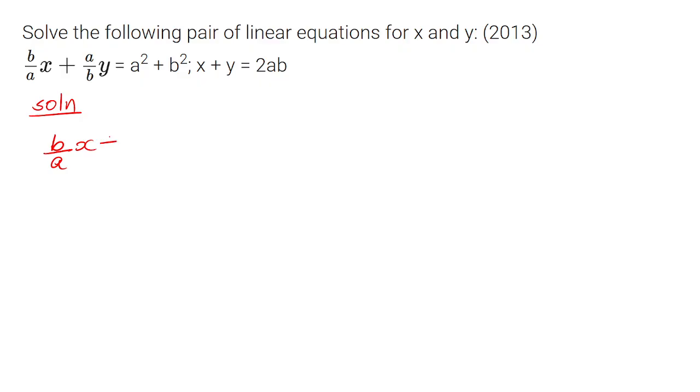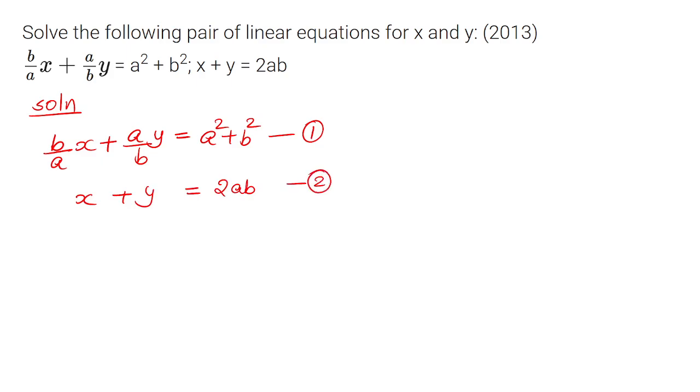b by a x plus a by b y is equal to a square plus b square, equation number 1, and x plus y is equal to 2ab, equation number 2. Okay, the two equations are there. Can we eliminate any variable?